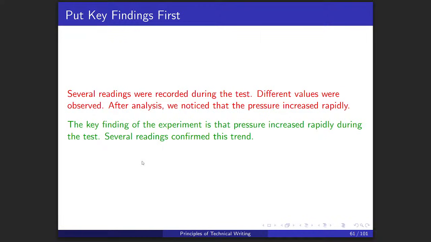Put key findings first. If you don't highlight the work that you have done, it may cause you errors also. That's why you try to highlight your work and findings. You try to highlight what you found in your project, such that you keep it first.